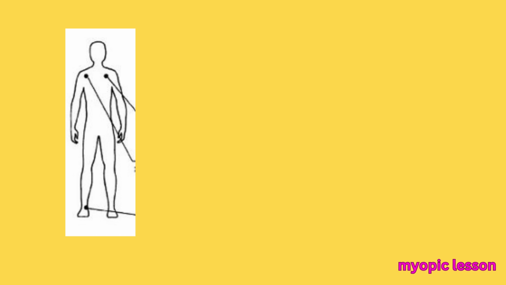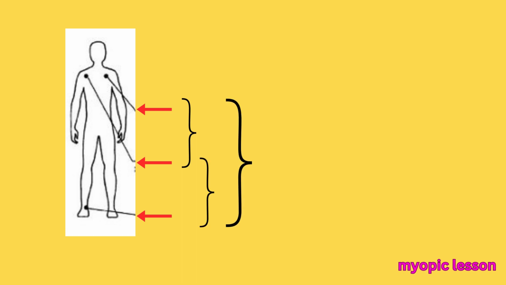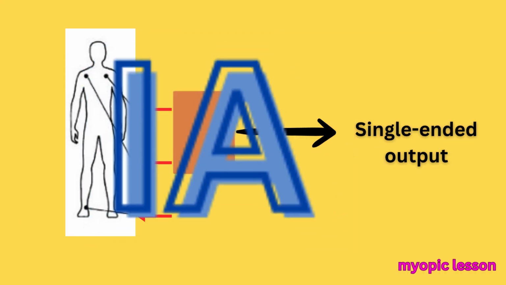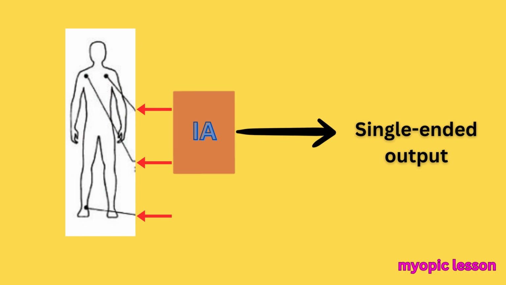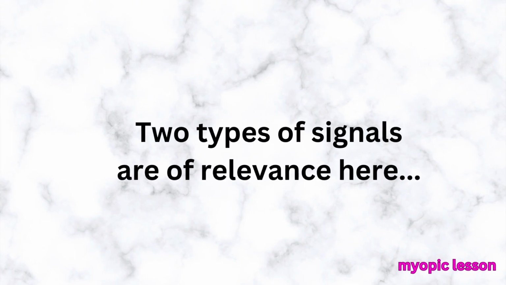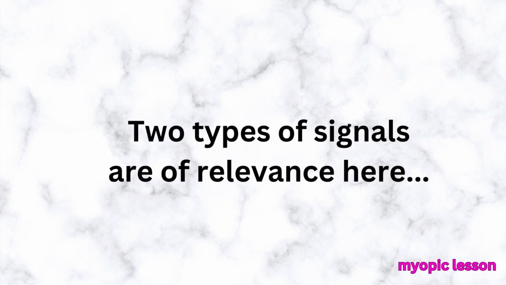In a different application, ECG electrodes connected to the chest of a patient generate another kind of differential voltage between two wires. Instrumentation amplifier acquires these different types of differential signals, amplifies them, and presents the output in a single-ended form. To understand the working principle, first we start our discussions on two types of signals.